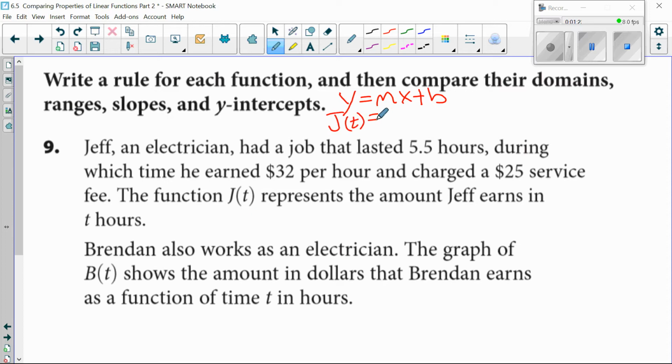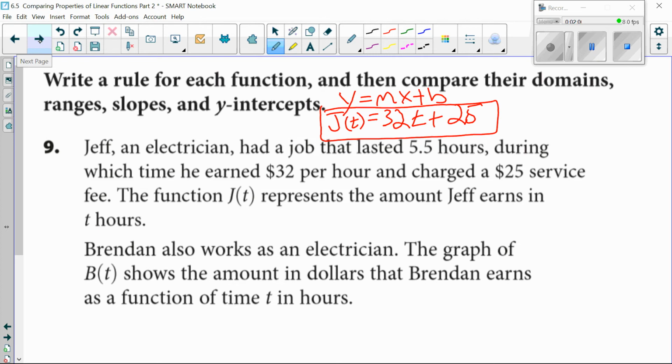And I'm going to plug in the slope. Well, the slope is going to be 32 per hour. So that's going to be 32 x. Instead of using x, I'm going to use the t, time, plus the initial fee, which is 25. So this is the equation that I want to use. Okay, I have my slope 32, my y-intercept 25 for the initial fee, and this is the function for Jeff here.